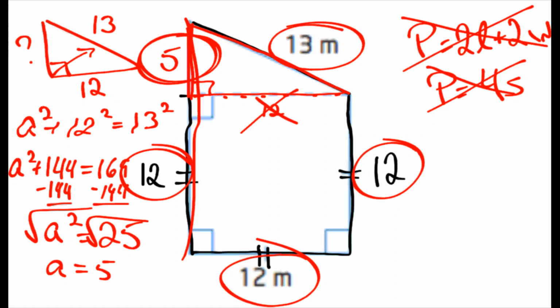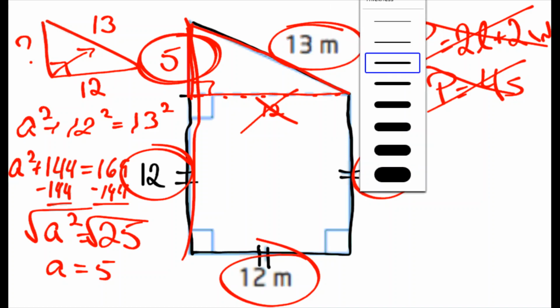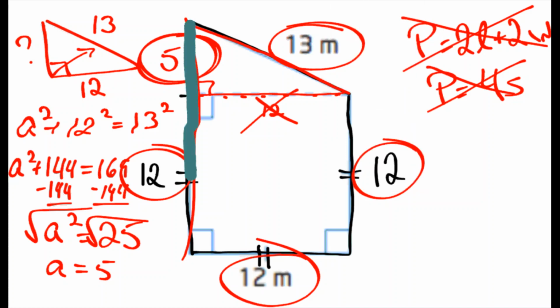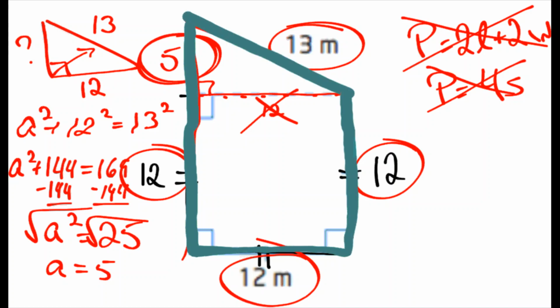We're thinking about perimeter of the entire shape, all the way around, adding those up, which gives us a total of 54 meters.